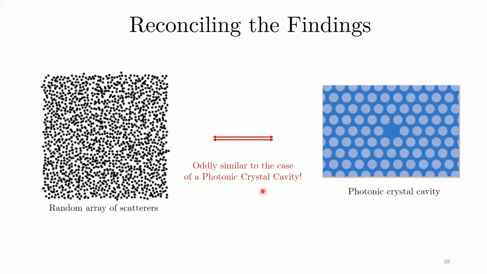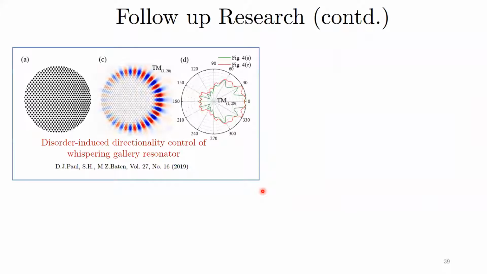So this gave the reconciliation of the findings of our two pieces of research done in two different timelines, but we always had coherence in the work so that we could relate one work with the other. After that, there have been several other follow-up research works in the area of disordered photonics. I'm not going to go into the details of those, but later on, also in 2019, we showed that we can control the directionality of light of a resonator using randomness or disorder. We call this disorder-induced directionality control.